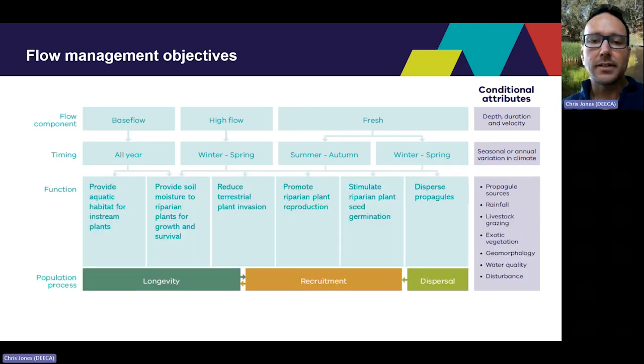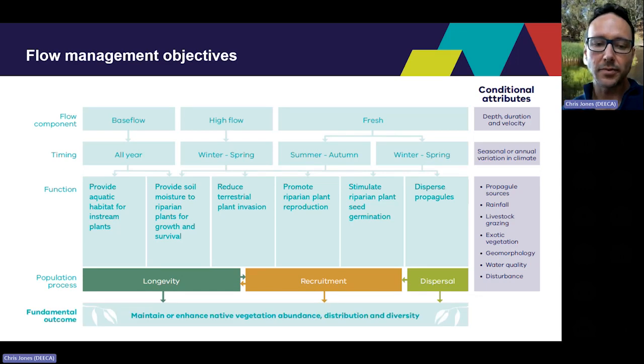Now, all of those management flows are trying to achieve several functions. There's a collection here, and I'll go through them in detail. You don't have to know them all now, but they're trying to do different things, either providing habitat, providing soil moisture to plants, impacting terrestrial versus riparian plants, reproduction, recruitment, and all of those things influence these three key population processes of longevity, recruitment, and dispersal, things that plants need to maintain healthy populations. If we get those right, we can maintain a healthy riverine ecosystem for vegetation.